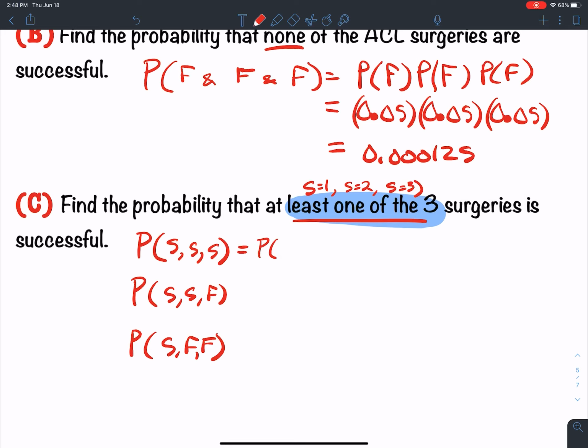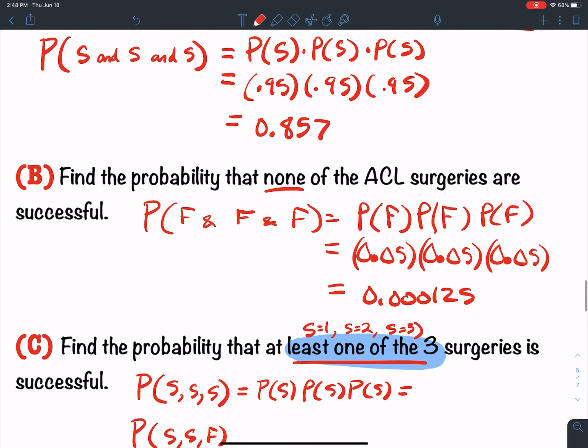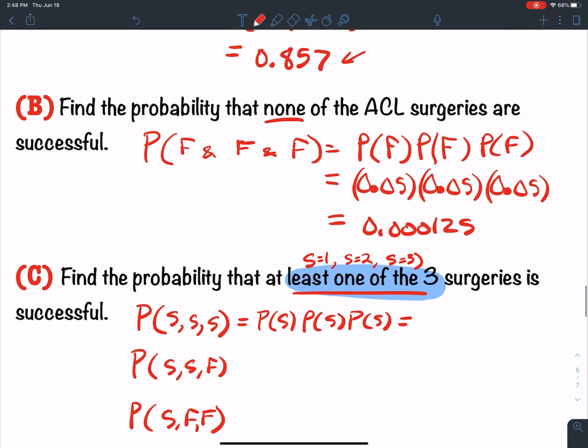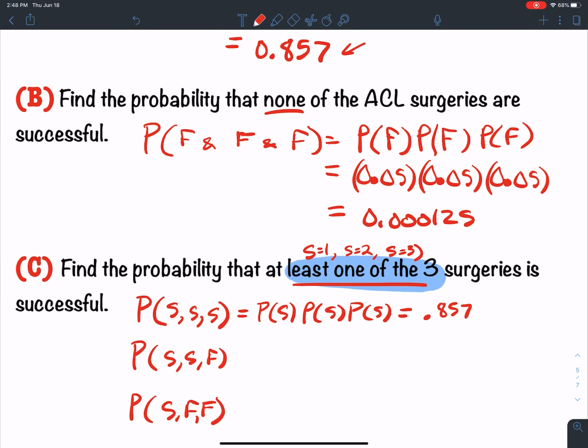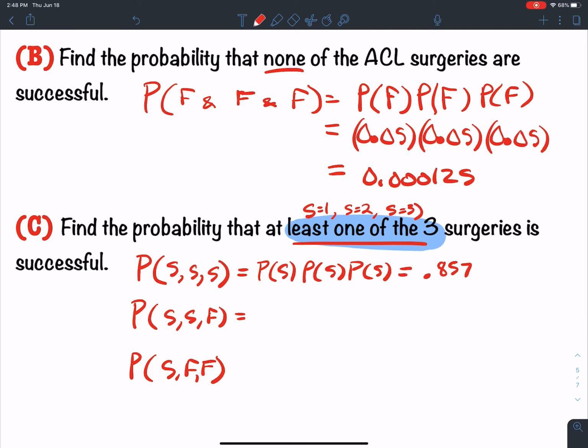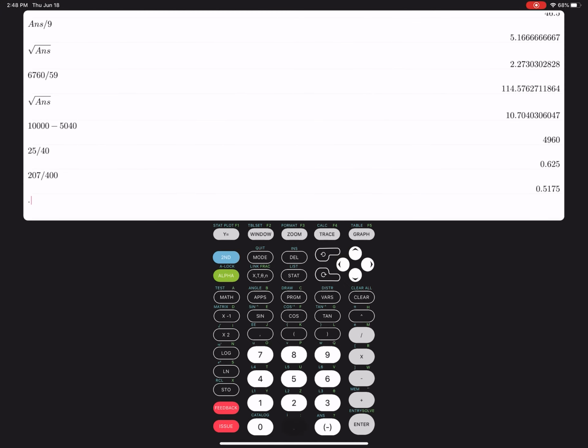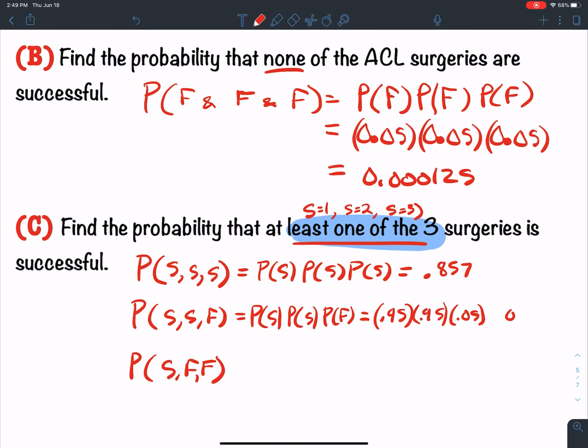Now we already found this one. This probability of success times probability of success times probability of success was 0.857. Okay, this one, probability of success times probability of success times probability of failure is 0.95 times 0.95 times 0.05. And if I do this in my calculator, I get 0.045125.